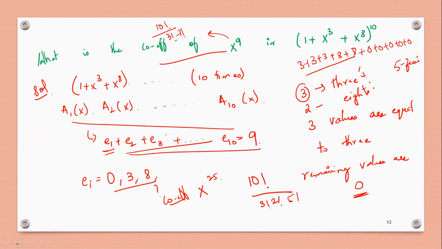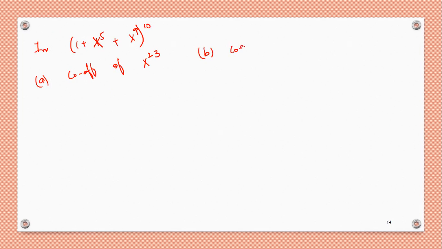Now, based on this, let's see another problem: in 1 plus x power 5 plus x power 9 whole power 10, you need to find the coefficient of x power 23 and the coefficient of x power 32.